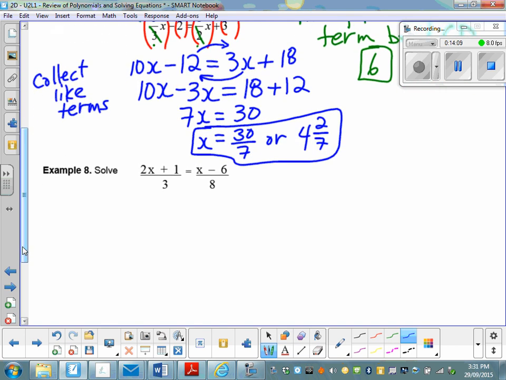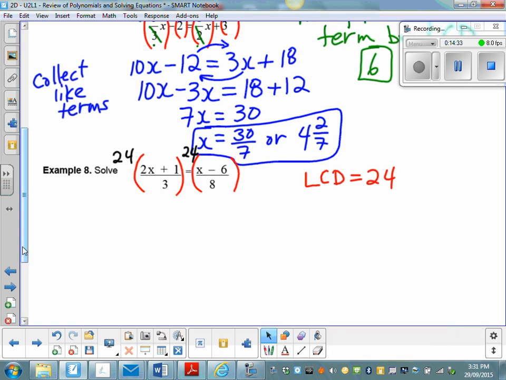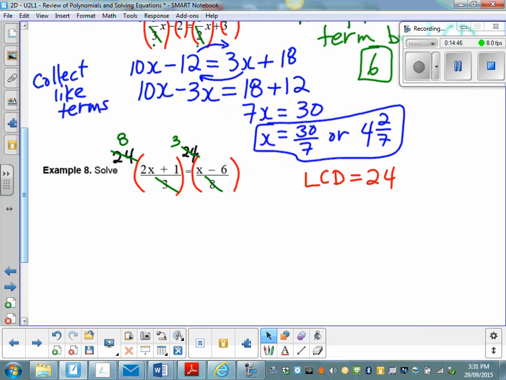Now, a more complicated fraction question is this one here. Our lowest common denominator would be 24 for these 2 numbers. There's actually only 2 terms here, because with the fraction bar, the 2x plus 1 over 3 is all one term. So I'm going to multiply each of these terms by 24, which is my lowest common denominator. And then remember why I'm doing this. 3 goes into 24 8 times. 8 goes into 24 3 times. Let me just move this guy over.